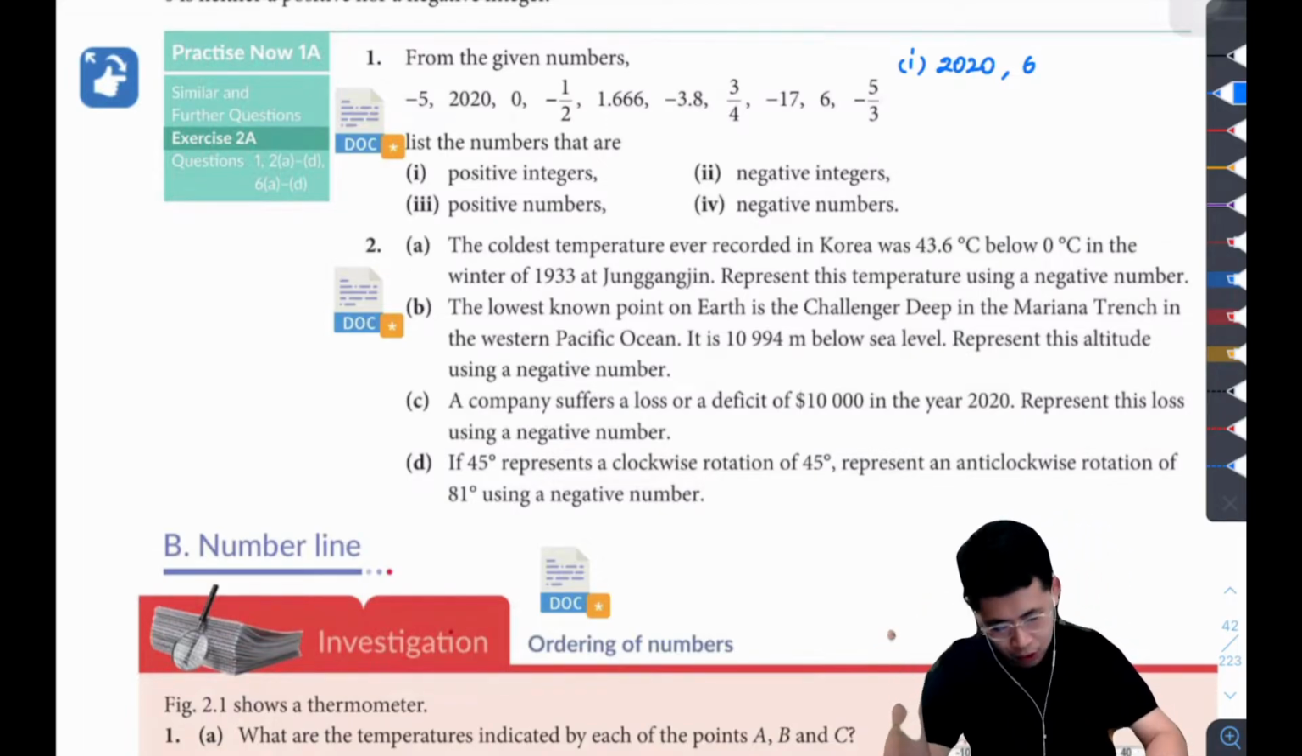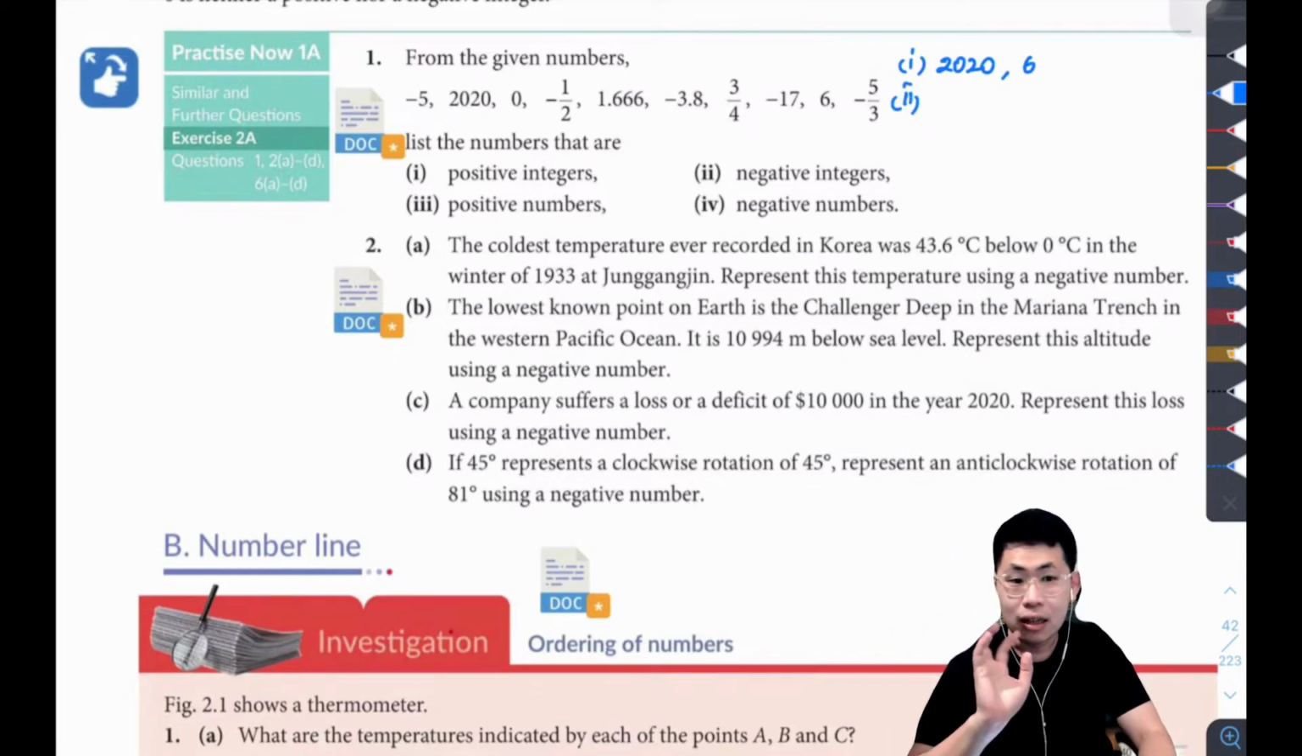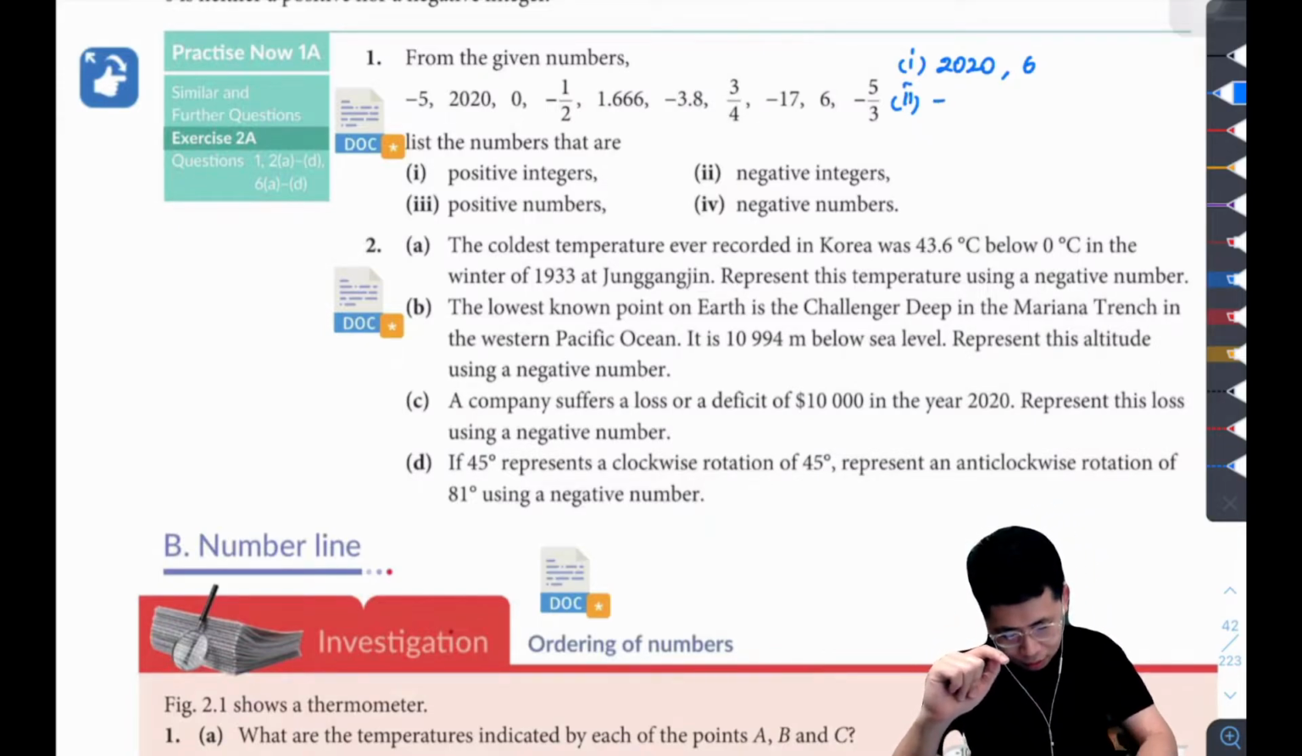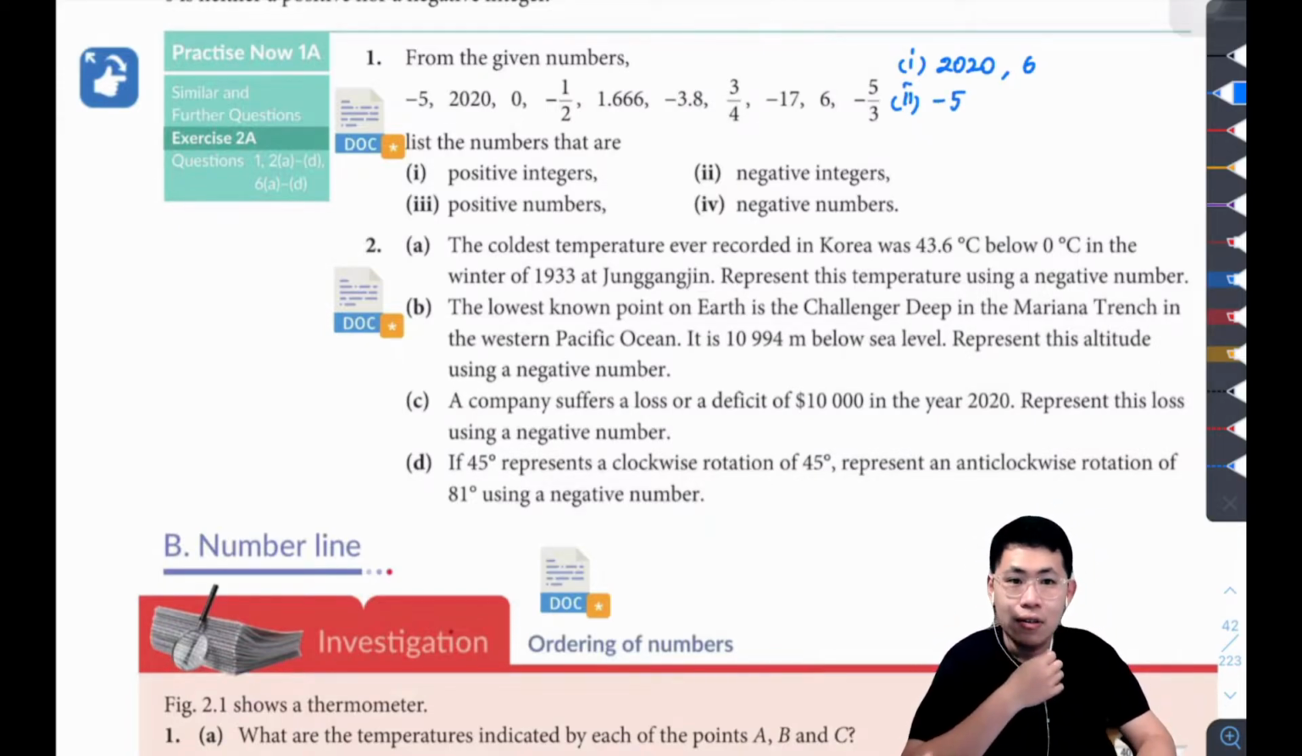Okay, number 2. Which are our negative whole numbers or negative integers, okay? So we have our negative 5, right? Negative 5. We also have, what else? Oh, we have our negative 17. Okay, you can spot the negative 17 over there.